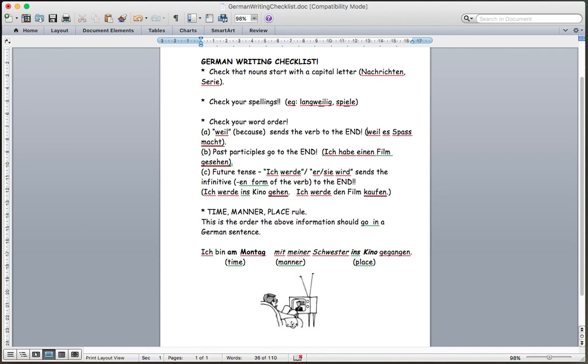To note that denn needs a comma, but denn doesn't send the verb to the end of the sentence. So you say ich liebe Deutsch, weil ich Deutsch liebe, or ich liebe Deutsch, denn ich liebe Deutsch, if you want to, for just nonsensical sentences.